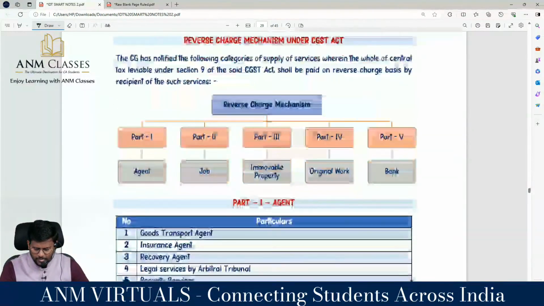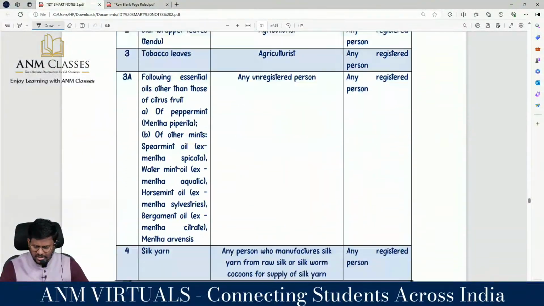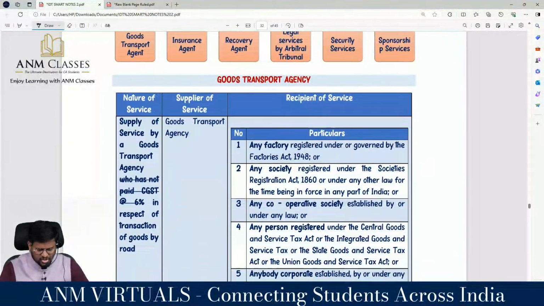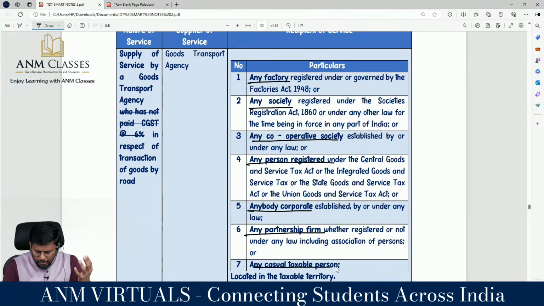Shall we talk about reverse charge mechanism? We are having goods transport agent. Sir, goods transport agent service provider is GTA and service recipient is 7 specified person located in taxable territory. They may be either factory, society, cooperative society, registered person, body corporate, partnership firm, casual taxable person located in taxable territory. Then that specified person located in taxable territory is the person liable to pay GST.